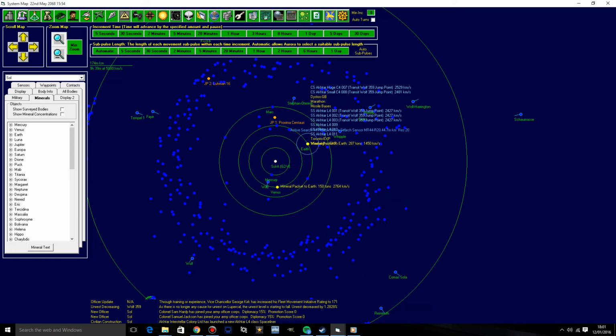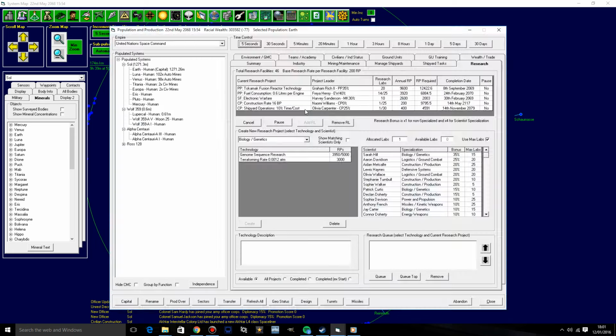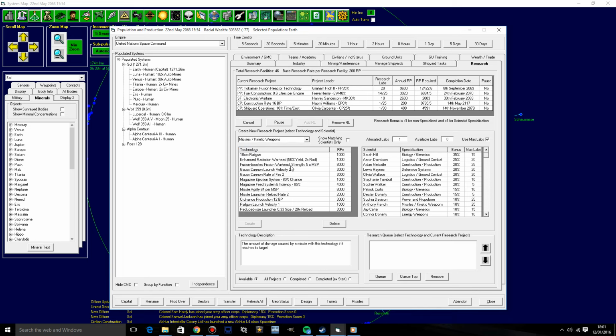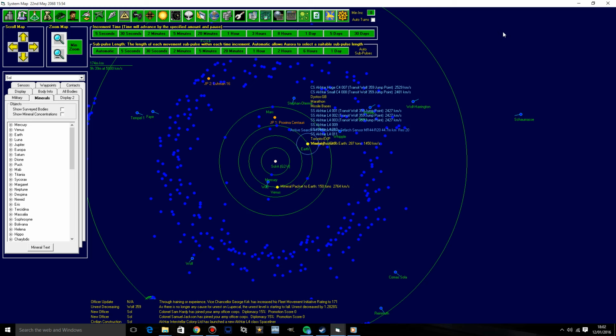Right, we'll take a look at actually redesigning this then. How much would it cost us to actually get the new warheads? Right, so the fusion-based fission warheads are 8,000 research points. That's really bloody expensive. Missile launch and reload rate. I'd love that in the future. Okay. We'll take a look at our engines then.